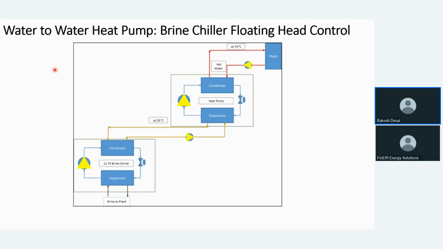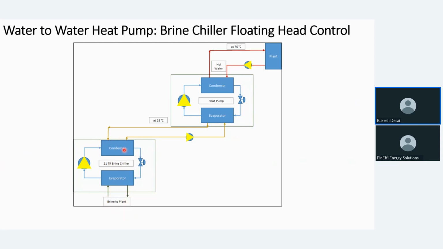System was very simple system. This is the Prevent 21 TR brine chiller, which is a condenser and evaporator. On the evaporator side, 21 degree brine is generated. It is percolated into the plant and it returns back.